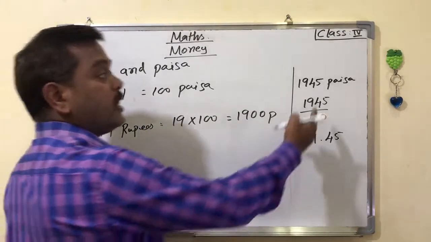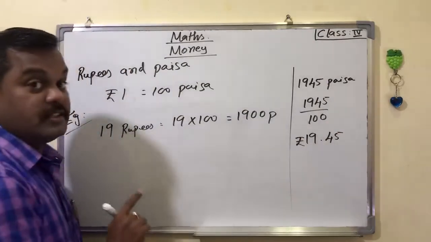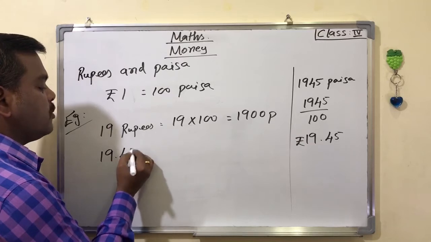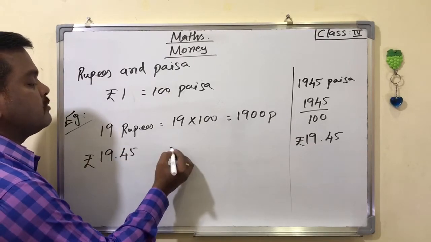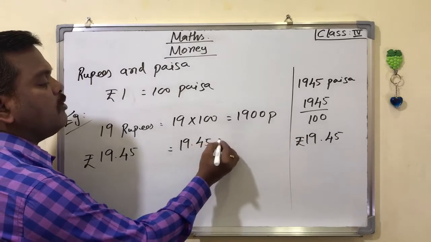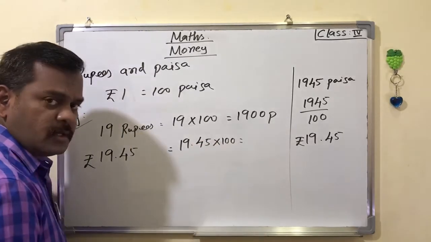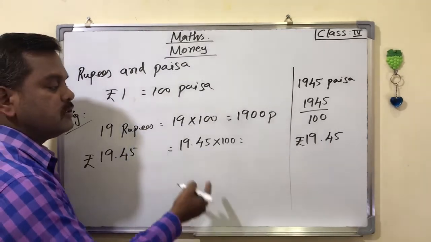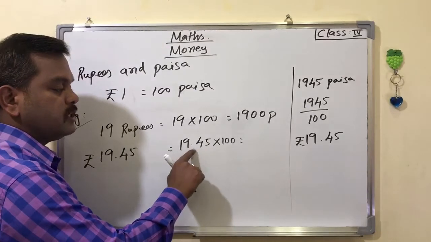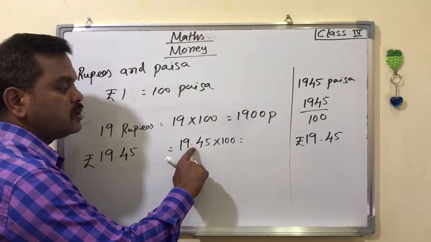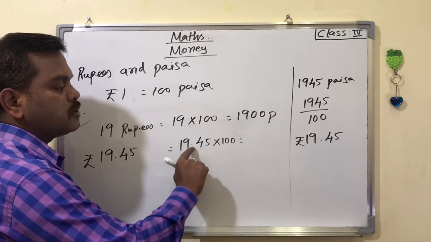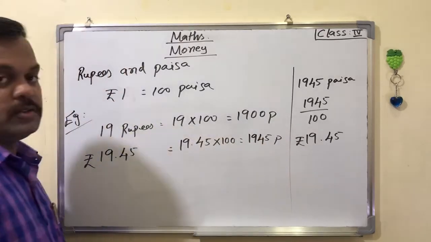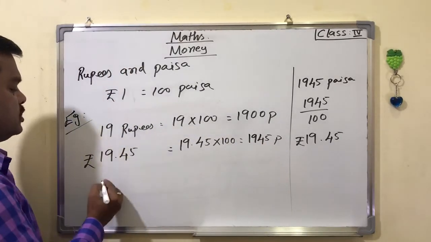To convert paisa to rupees, divide by 100. This is our concept. One more, same question. See, 19 rupees 45 paisa, rupees 19.45. Convert into paisa. Very easy: multiply by 100. Same procedure. Multiplying by 10, 100, 1000 is very easy. What is the procedure? If it is decimal places, you have to move the point 2 decimal places to the right side, since this is 100. So 1945 paisa.